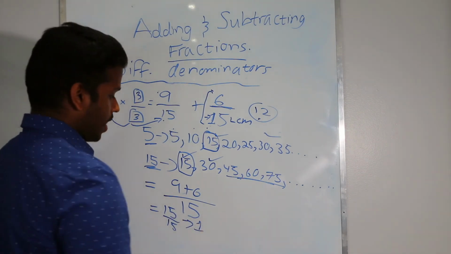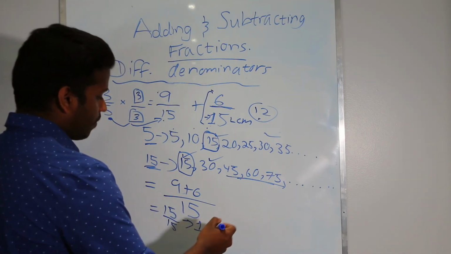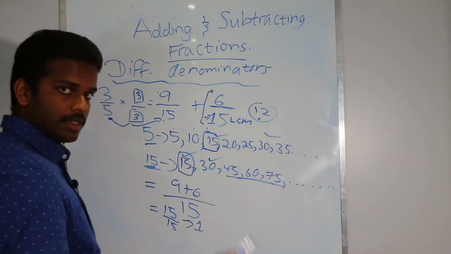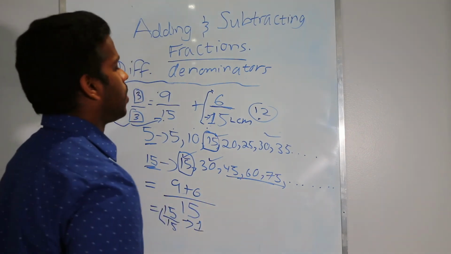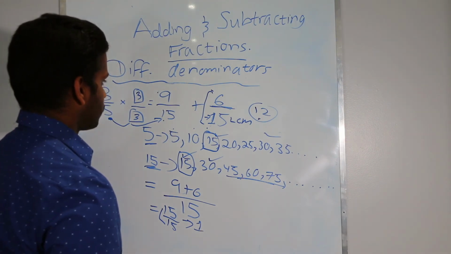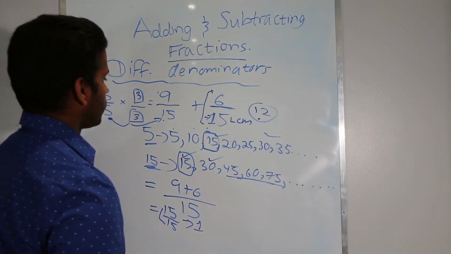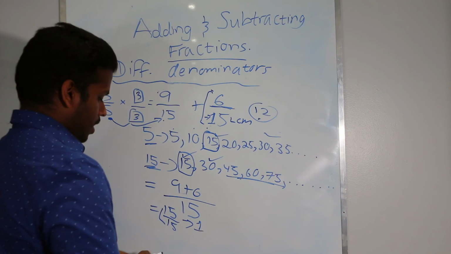You find the greatest common factor. Sorry, you simplify it, so 15 over 15 is 1. Since they're both the same, 15 over 15 is 1. So this is how you add fractions.